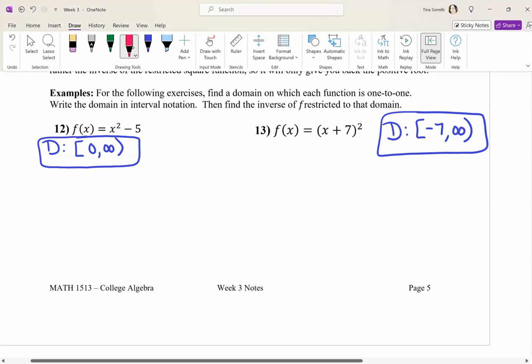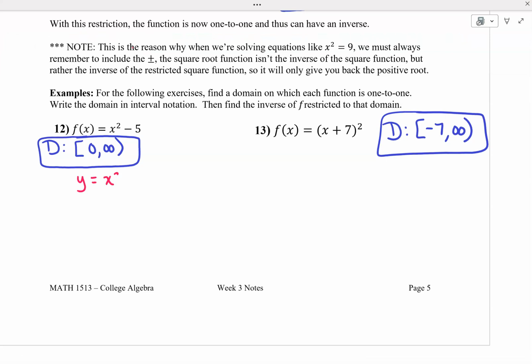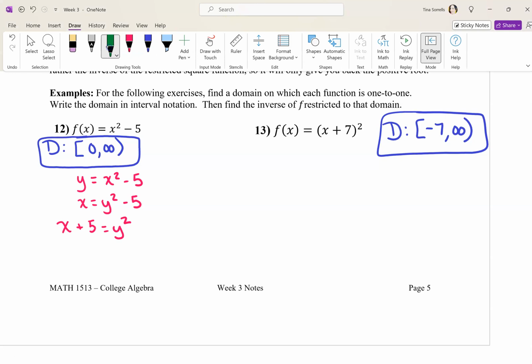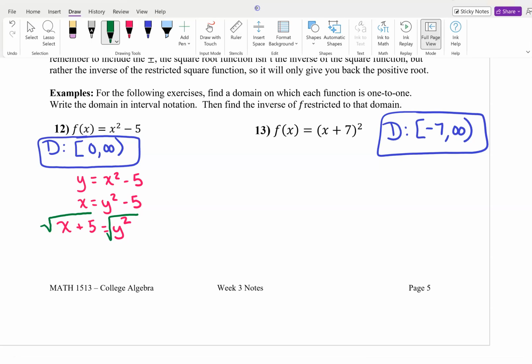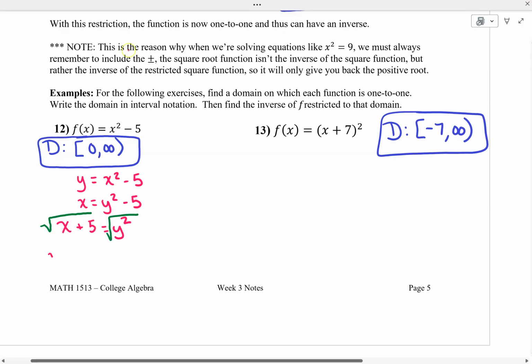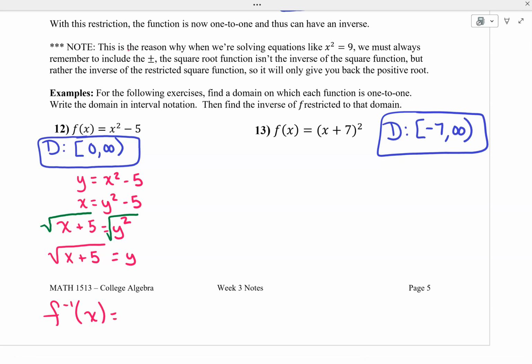So now we're going to finish the problem. y equals x squared minus 5. We are going to switch them. So that means I need to add 5. And then I'll switch colors. I like trying to switch colors for some of this. We're going to square root both sides. So therefore, I have the square root of x plus 5 equals y. So my inverse is the square root of x plus 5. And we have a restricted domain on that, so it will work.